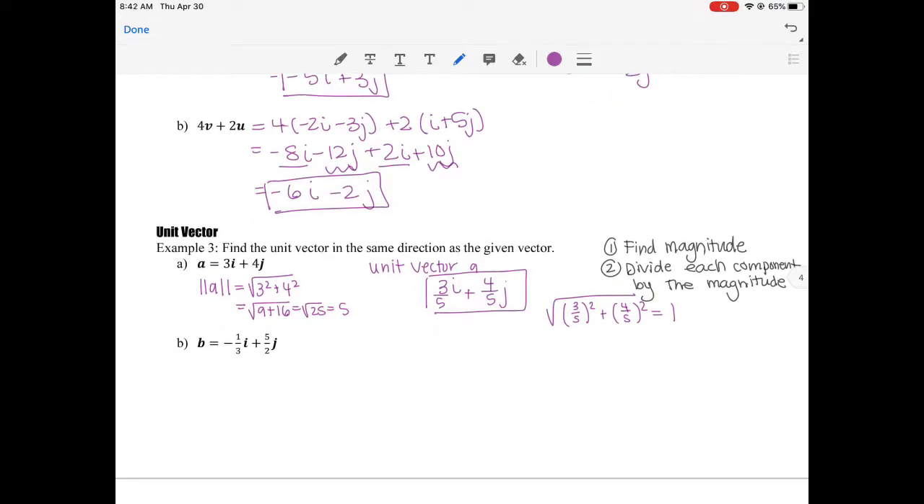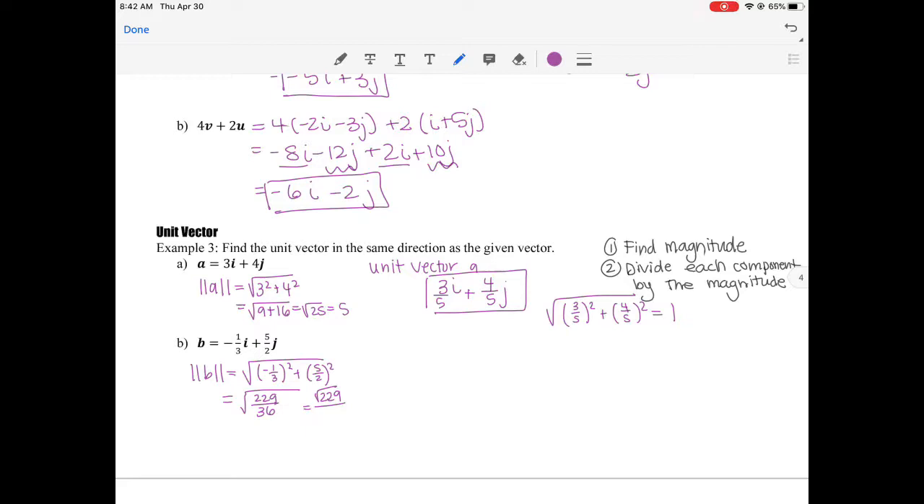This one, not quite as pretty, but we can do it. So let's first find the magnitude of this vector b. So square root of negative 1/3 squared plus 5/2 squared. Here, I would probably just do that on your calculator. Like, you do get 1/9 plus 25/4, come up with a common denominator. Your calculator definitely can help you out here. We end up getting the square root of 229 over 36. Square root of 229 probably isn't the nicest. Actually, it's prime, so it's not going to break.